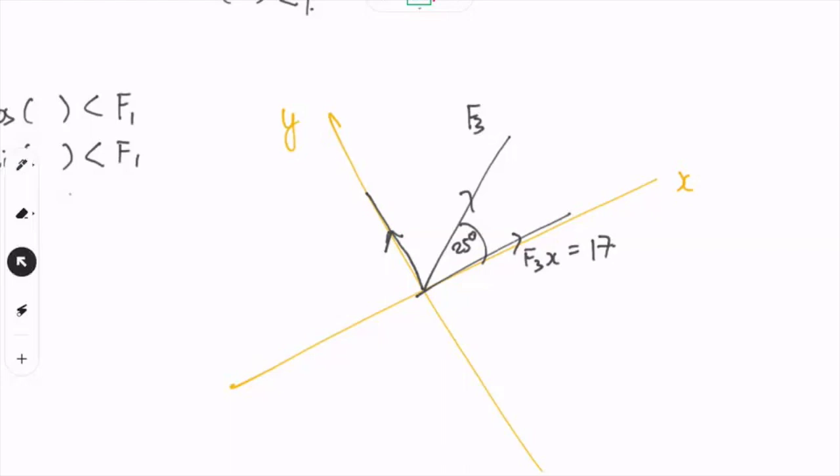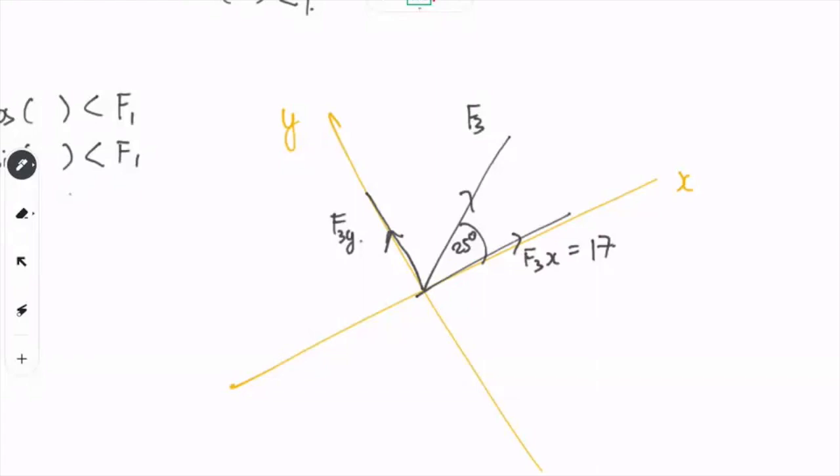F3 is bigger or smaller than F3x? F3 is bigger or smaller than 17? It's bigger. How to get something bigger? Divide by sine and cosine. You divide by numbers smaller than 1. Correct.